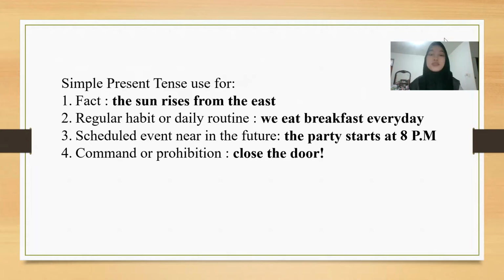Another use of simple present tense is for a schedule, even in the near future. For example, the party starts at 8 p.m. And another example, the classes begin at 7 in the morning. And then the last is simple present tense used for command or prohibition. For example, close the door, close the window, or open the window.